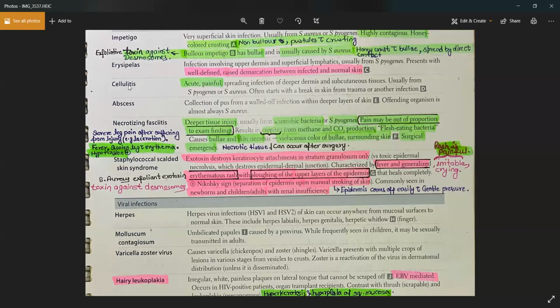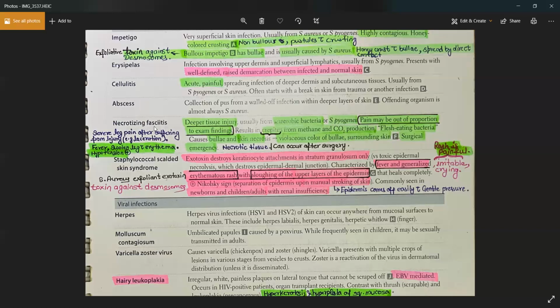Then you have necrotizing fasciitis. It is a kind of severe complication of cellulitis. Once the patient is having cellulitis, if the bacteria go to a further depth of your skin, then they can cause infection or inflammation of the fascia also, which covers your muscles or the muscle groups, right? And that can cause necrotizing fasciitis.